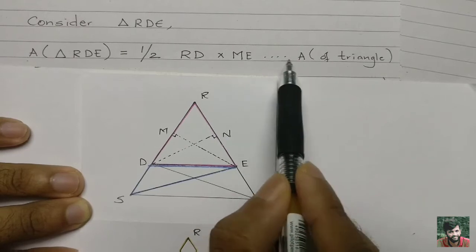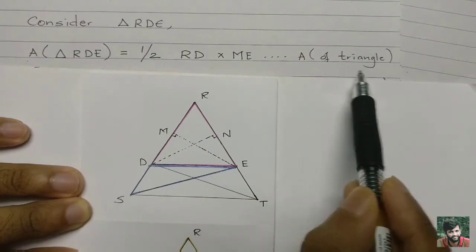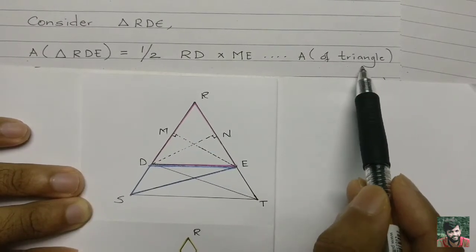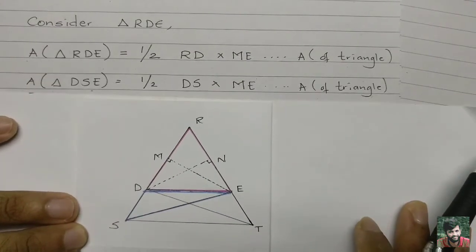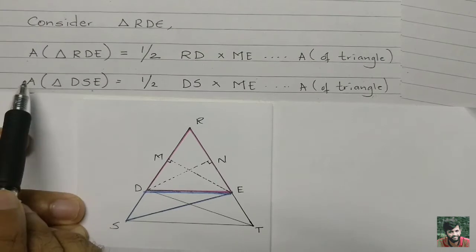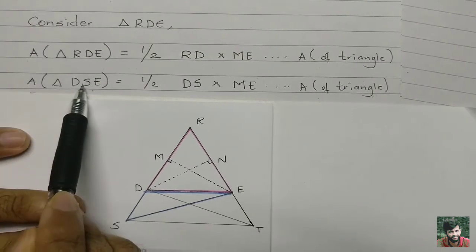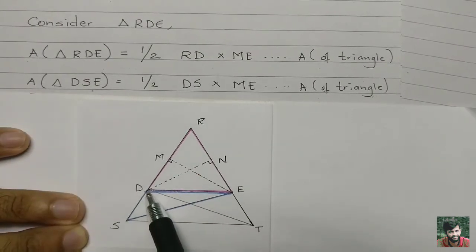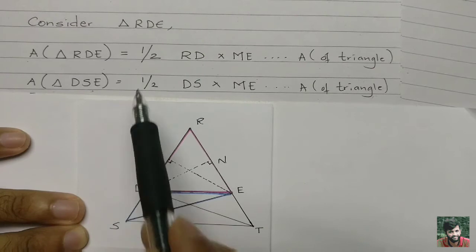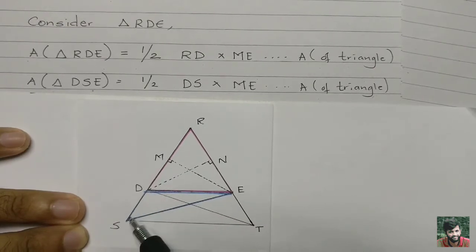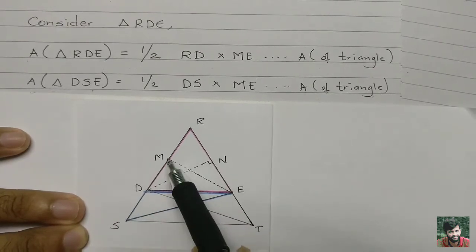Why is this? Because it is called as the area of triangle. So I have written the reason for why I am saying all this. Next step, area of triangle DSE. DSE is equal to half base into height.